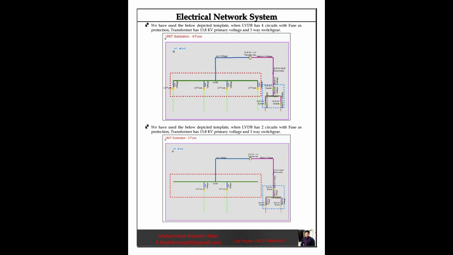We have used the below depicted template, when LVDB has 4 circuits with fuse as protection, transformer has 13.8 kV primary voltage and 3-way switchgear. We have used the below depicted template, when LVDB has 2 circuits with fuse as protection, transformer has 13.8 kV primary voltage and 3-way switchgear.